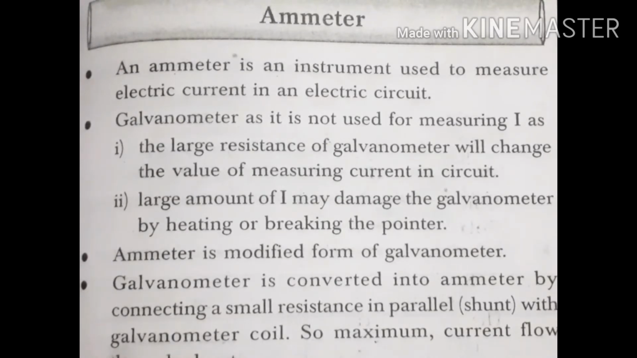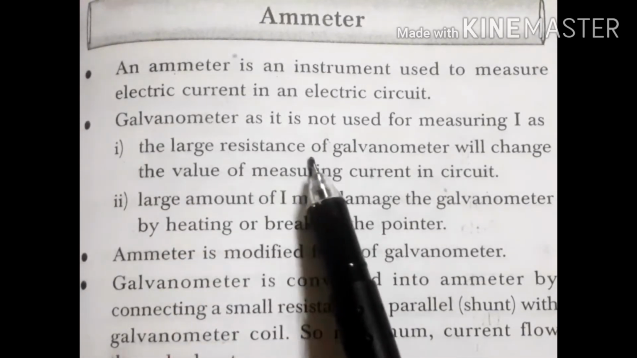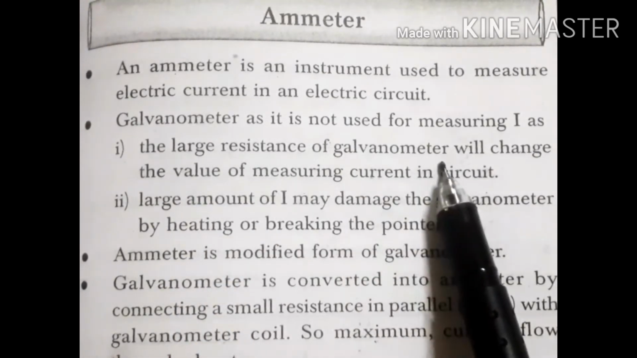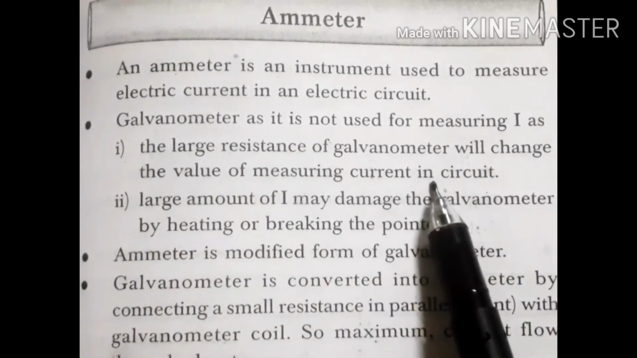A galvanometer is not used for measuring current because, first, the galvanometer has a large resistance, and because of its large resistance it will change the value of the measuring current in the circuit.